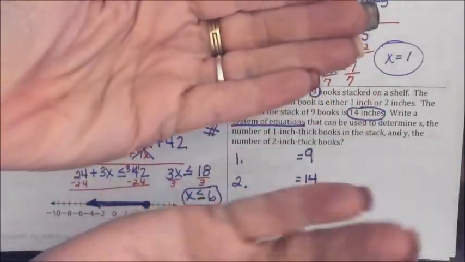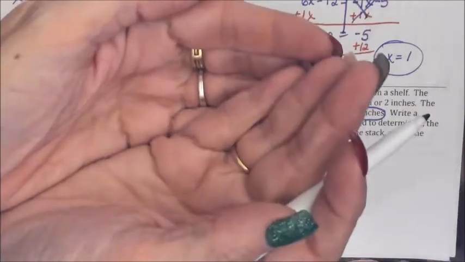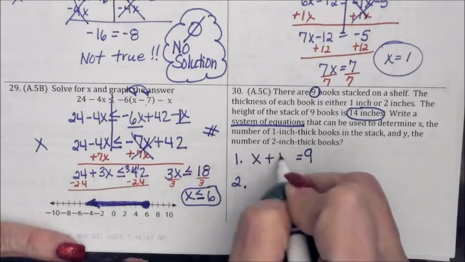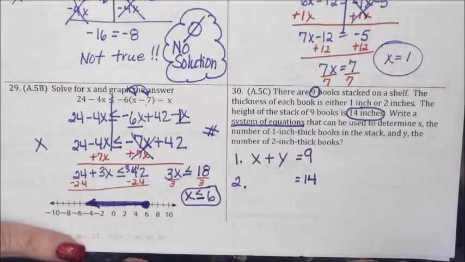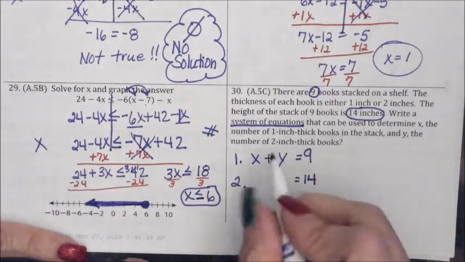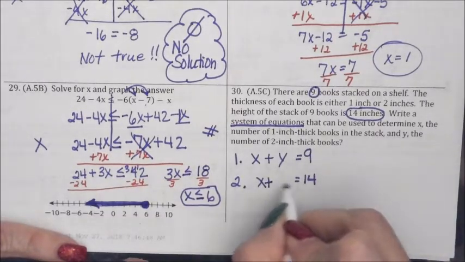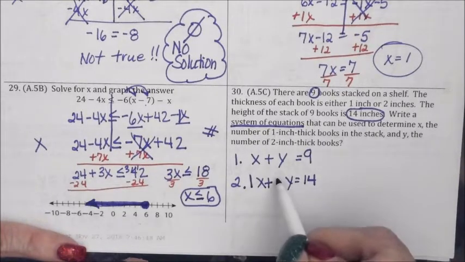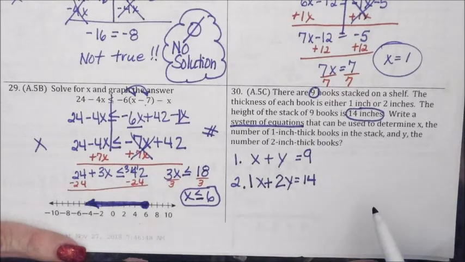I have 1 inch thick books and 2 inch thick books. And if I put them together, I should have 9. So if I add my books together, I should have 9 books. Now the other one has to do with thickness. So I'm adding something to get the thickness. Well, I've got 1 inch thick books and 2 inch thick books.